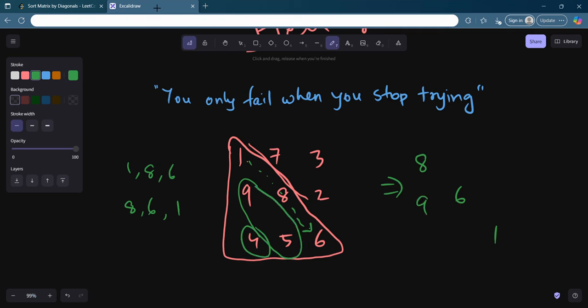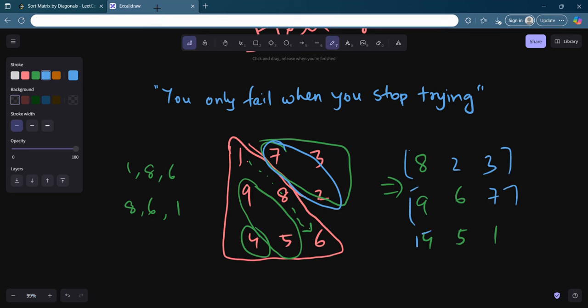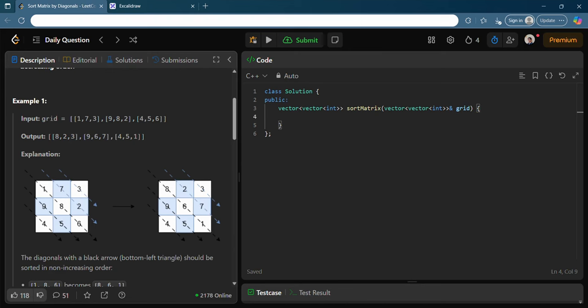So 9 and 5 and 4 will be this thing, and the whole upper triangle should be sorted in increasing order. So you see 7 2 is decreasing, so you sort it in an increasing order, it will be 2 7 and it will be 3. So your final matrix will be something like 8 2 3 9 6 7 4 5 1. So you got this, I guess you got it, 823 967 451. That is what you need to output.